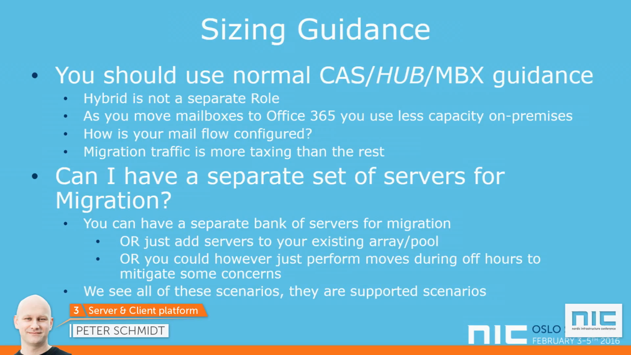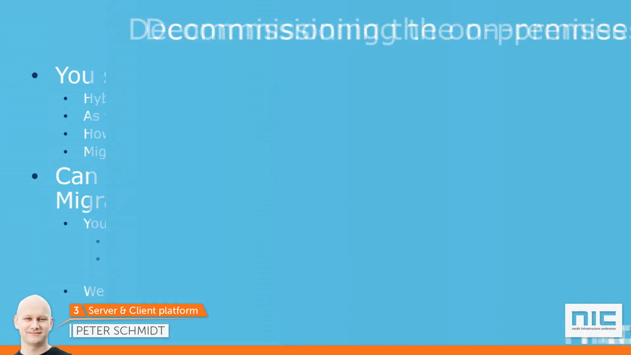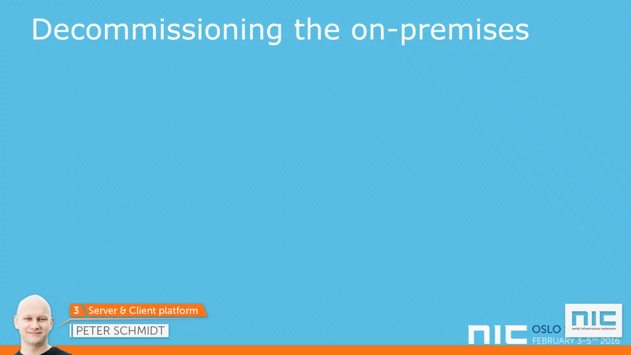If doing it off hours is not enough, the way to do it is put in more Exchange servers to sort of scale out to make sure you can compensate for this. So what happens when we moved all our mailboxes into Office 365? Well, the next step would be decommissioning our existing Exchange servers, because we wouldn't need those anymore.